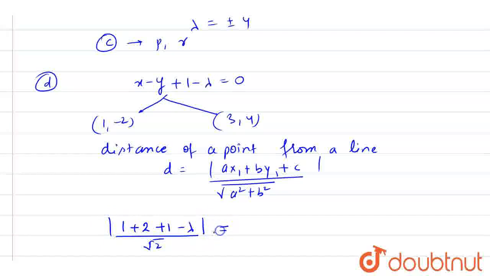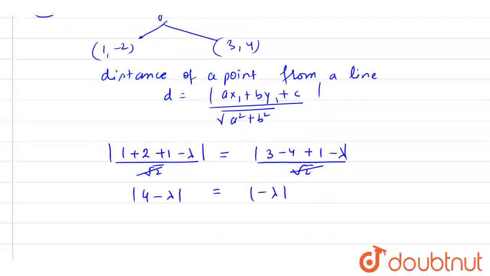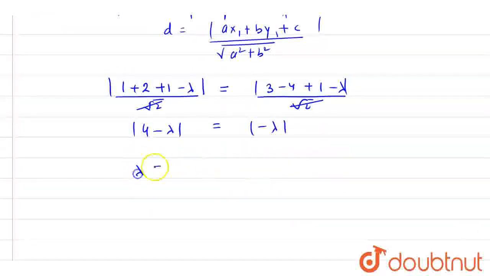equals, now I'm going to put 3 minus 4 plus 1 minus lambda by root 2. Now if you solve this, this will get cancelled out and you are left with mod of 4 minus lambda equals mod of minus lambda. Now mod of minus lambda is what? Plus lambda. So we have plus lambda as plus minus of 4 minus lambda.